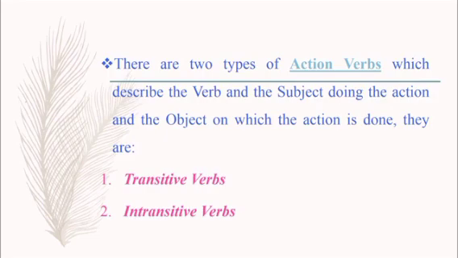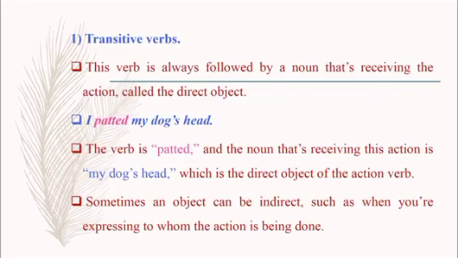They are transitive verbs and intransitive verbs. First, we are going to learn about transitive verbs. This verb is always followed by a noun that's receiving the action, called the direct object. Example sentence: I patted my dog's head.